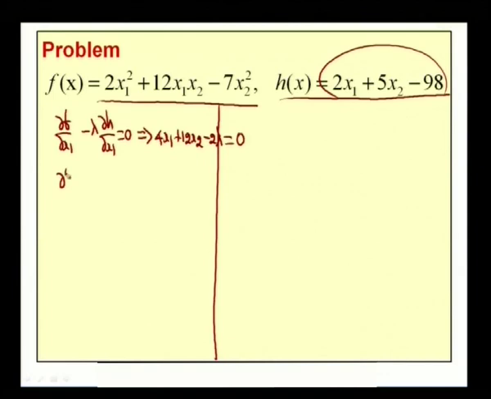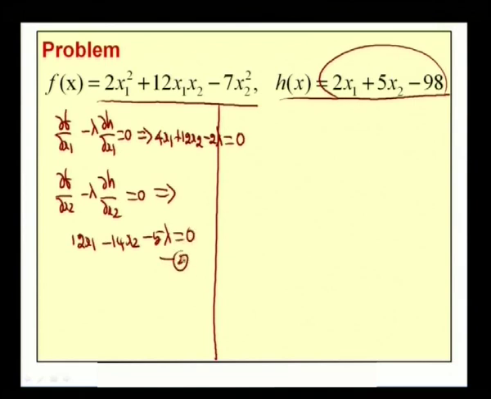The second Kuhn-Tucker condition, ∂f/∂x2 minus lambda into ∂h/∂x2 equal to 0, gives us 12x1 minus 14x2 minus 5 lambda equal to 0. We name it as equation 2, and this is equation 1.